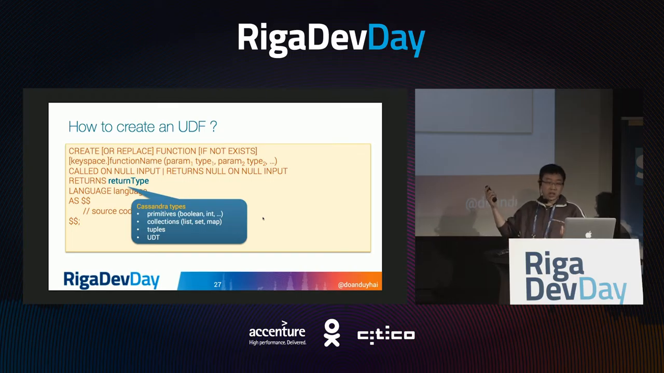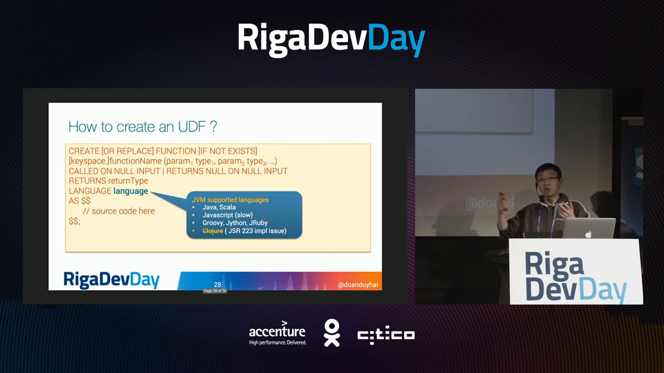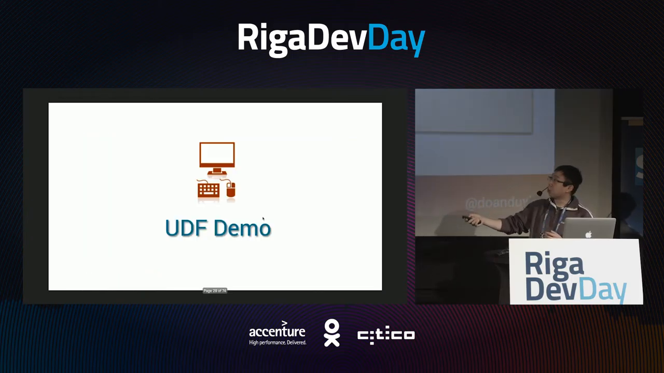Return type, well, again, it is a Cassandra type. So you can use primitive types, collections, tuple types, user-defined types. We support many languages. So by default, Java. Also, JavaScript. With Java 8, we have the Nashorn engine to execute JavaScript inside the JVM. If you want to use Scala or Groovy, you need to add an extra jar in the class path on the server, of course. And then you have a block of source code.